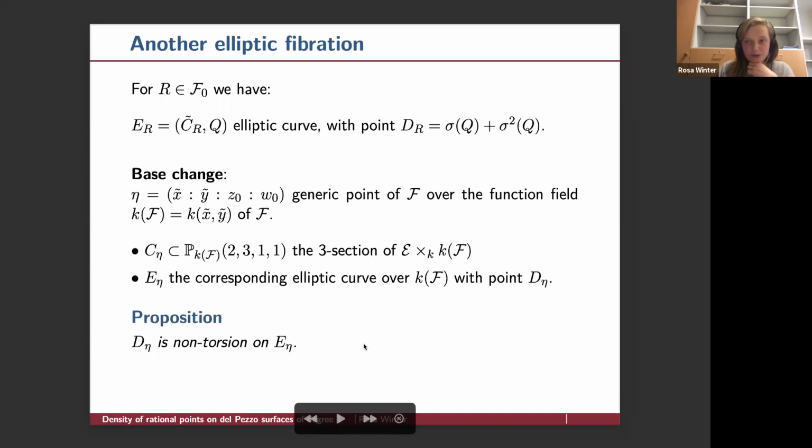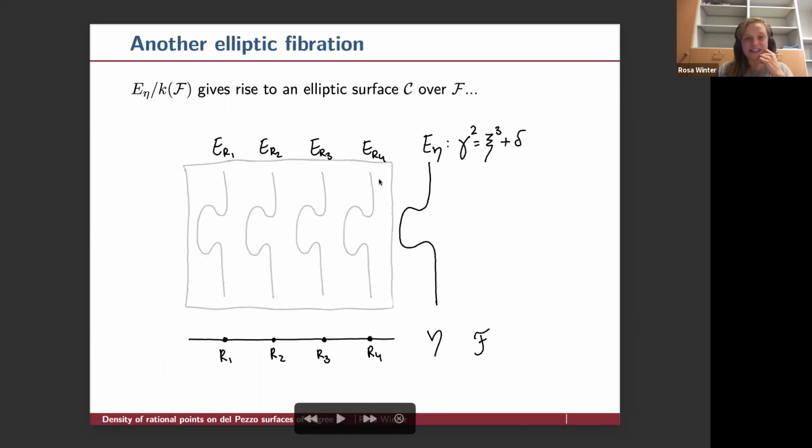And another key proposition in this whole proof is that this point on this elliptic curve is non-torsion. This we showed by just studying the division polynomials of this elliptic curve and using the recursion formula to show that they will never vanish. Okay, so here's a schematic drawing again. This is my fiber. I have a generic point and there's this elliptic curve lying over it. And for every point in the F0 set of the fiber, I have this elliptic curve.